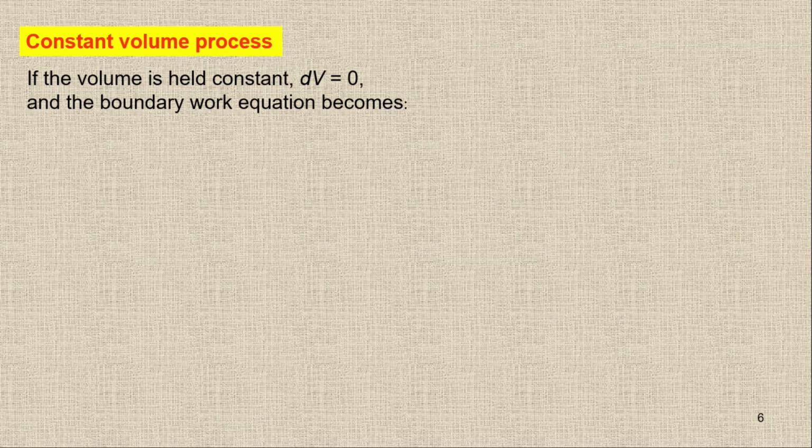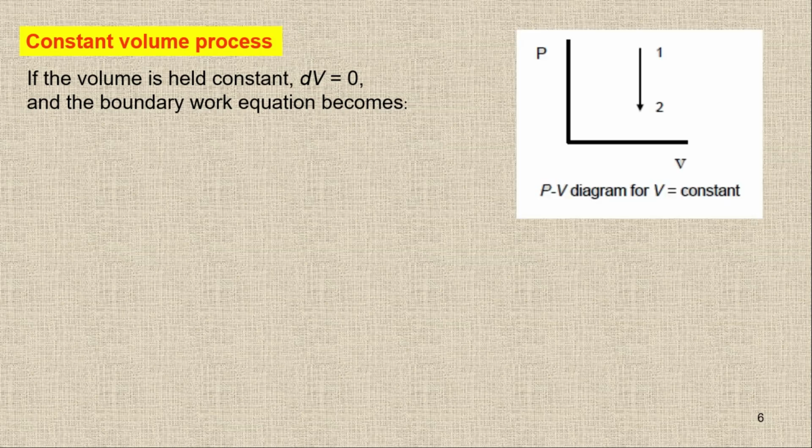So dV is 0. You can see on the PV diagram, this is state number 1 and this is state number 2. In this case, we have a constant volume process because the volume of state 1 and state 2 is the same. So what will be the boundary work? The boundary work will be equal to 0 because we don't have any dV. There is no change in the volume, so dV is 0, so boundary work is equal to 0. So in any constant volume process, we will not get any boundary work.